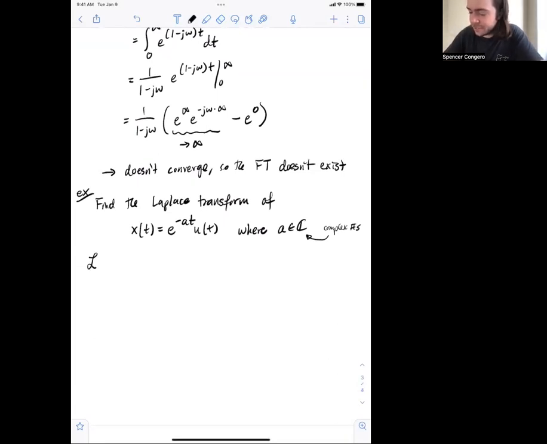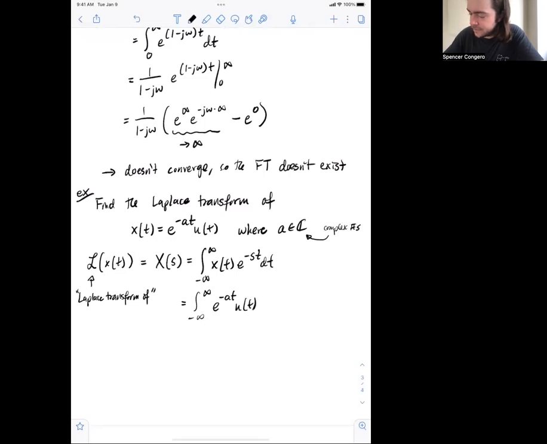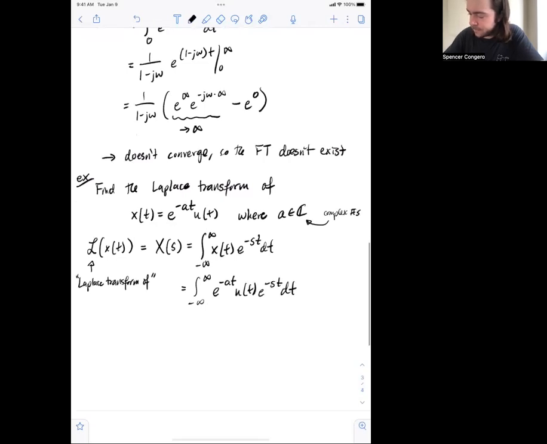So my symbol for Laplace transform is this kind of script L. Okay, so this is the Laplace transform of x of t, just like Fourier was that, right? So that's Laplace transform. And we're going to denote it capital X with the argument s. Okay. And this is the integral of x of t e to the negative s t dt. Now we can plug in for what x is. x is just e to the negative a t times the unit step function, e to the negative s t dt.